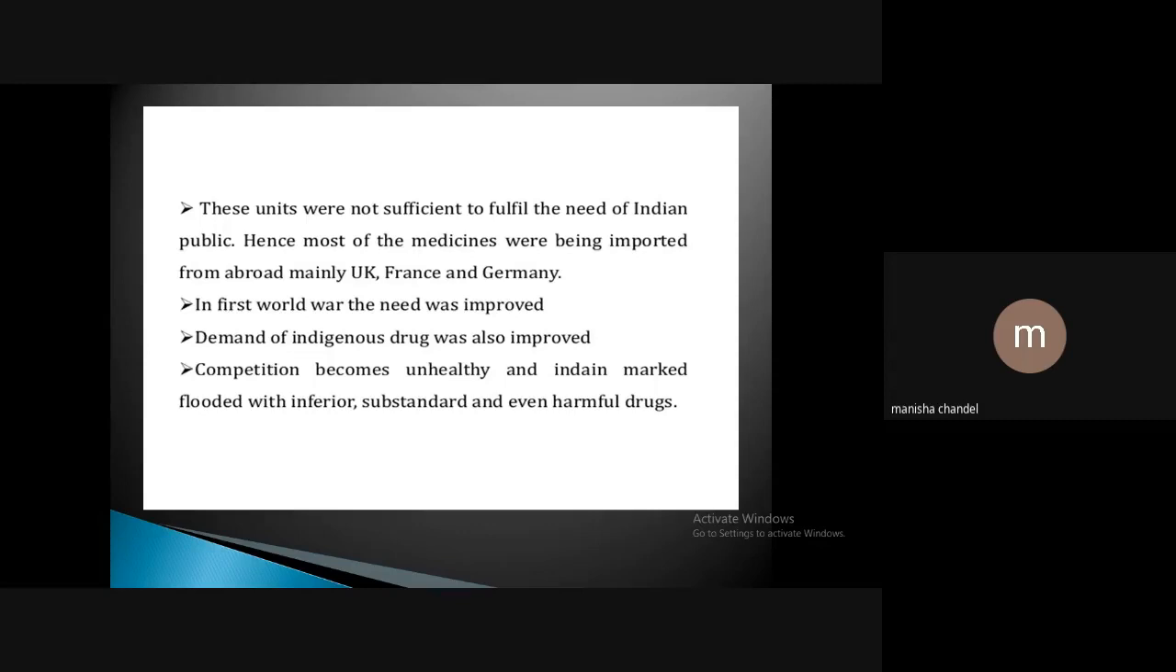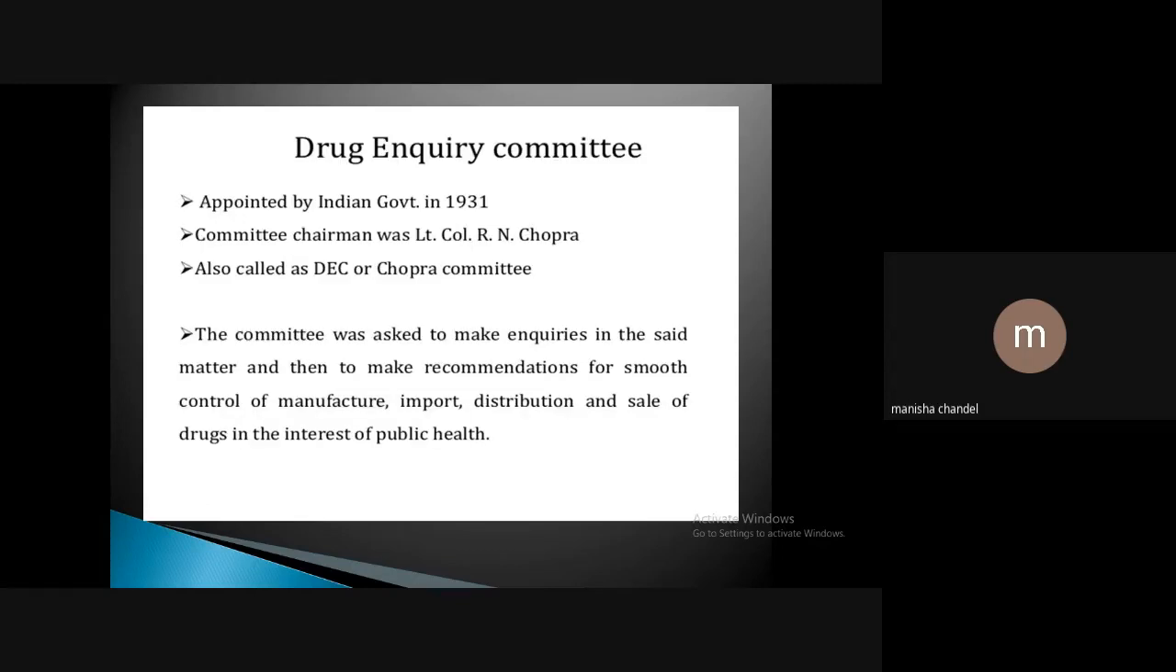And in World War I, the need increased. The demand for indigenous drugs also increased. Competition became unhealthy and the Indian market was flooded with inferior, substandard and even harmful drugs. So for all these reasons, a committee was established to evaluate the condition and standards of drugs, which was appointed by the Indian government in 1931.